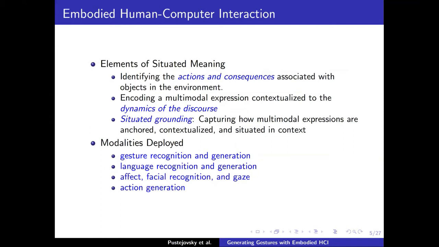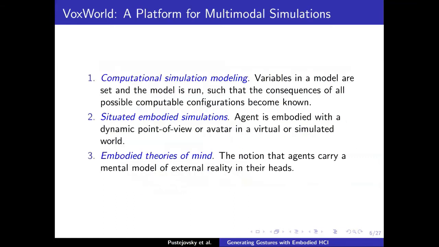The modalities deployed here are language, gesture, affect, facial recognition, and gaze. And then finally, the ability to actually generate actions. VoxWorld is the platform that enables this multimodal simulation and the creation of what we call an embodied HCI. It borrows from the 3 areas of simulation in computer science: computational simulation modeling, embodiment, as in situated embodied simulations, and then also from embodied theories of mind.